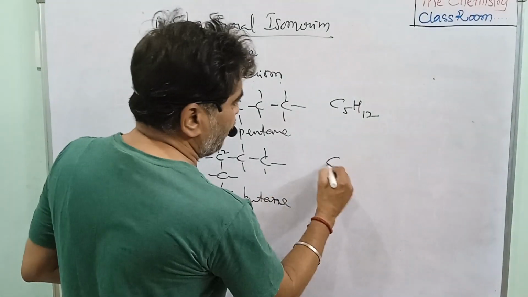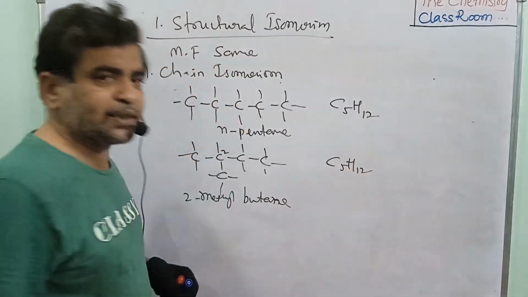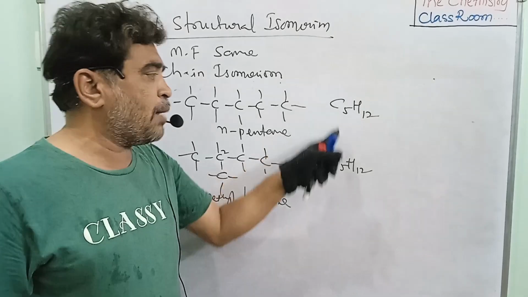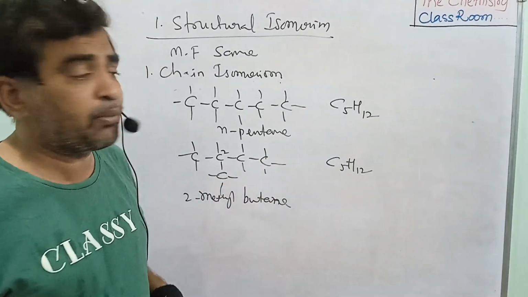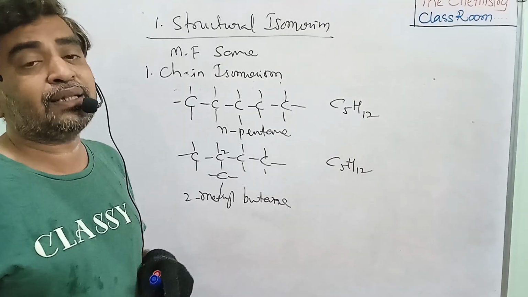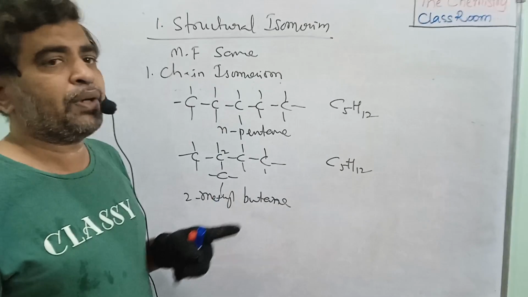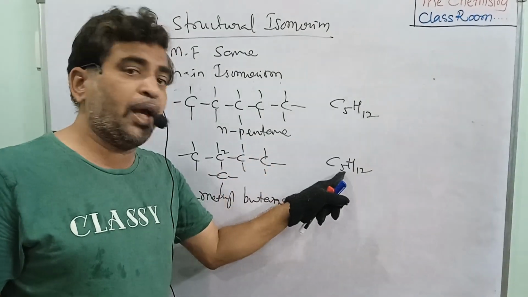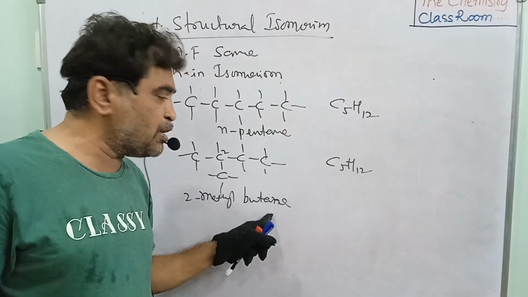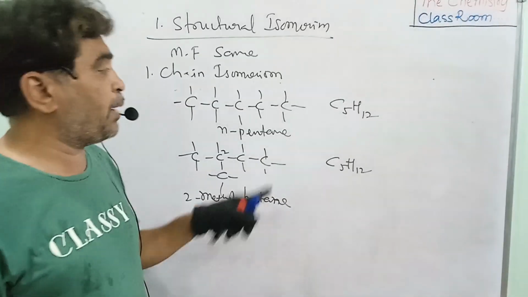So here also we have 5 carbons only, and the hydrogens also 12 only. It is C5H12 only. The two compounds have the same molecular formula, but they differ in the chain. So that's why they are called chain isomers. One thing you have to observe: in chain isomerism, the molecular formula is the same, but they differ in the name also. You will get different IUPAC names.